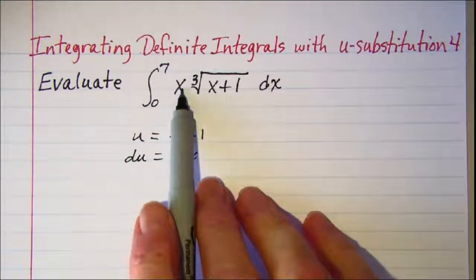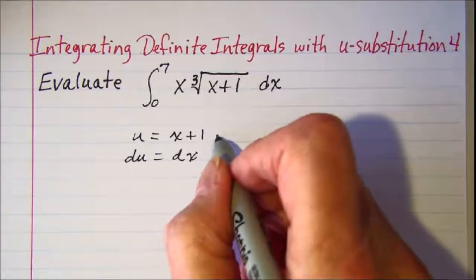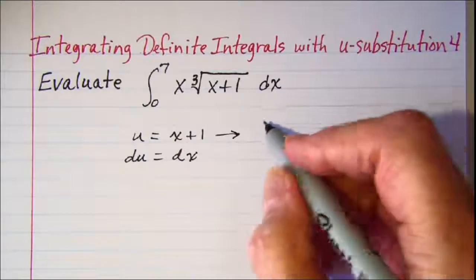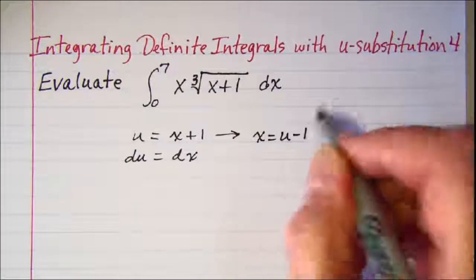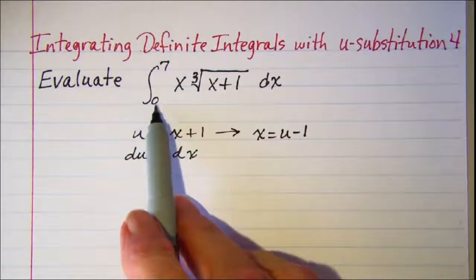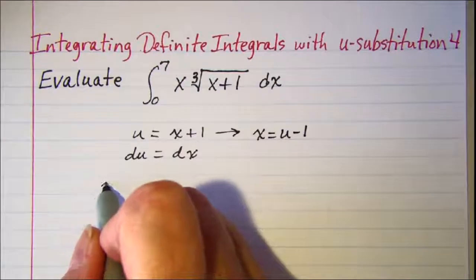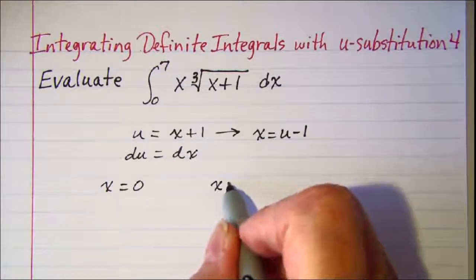And we also have to sub in for this x right here. So we'll take this equation and solve for x, and we get x is equal to u minus 1. Now our limits of integration, we have x equals 0 as the lower limit, and x equals 7 as the upper limit.